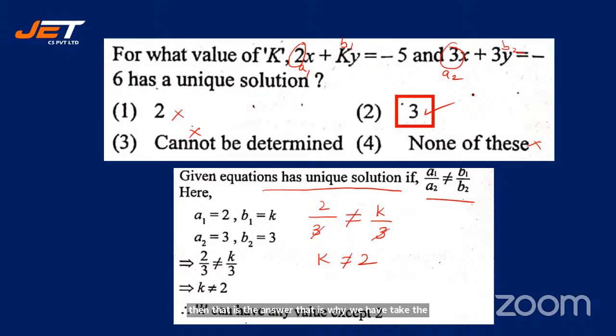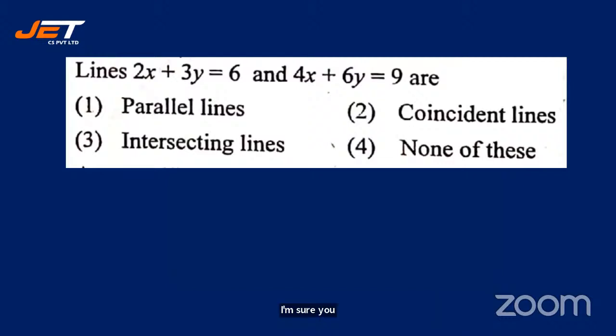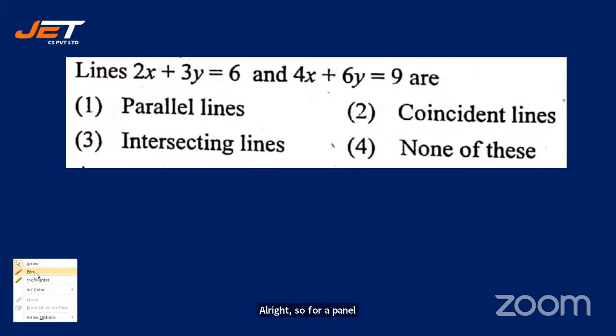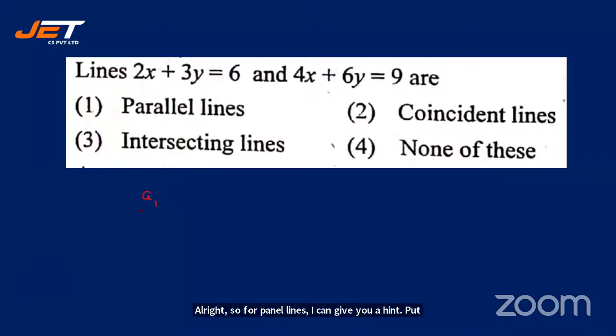All right, students. I'm sure you would have understood. See the next question. Lines 2x plus 3y is equal to 6 and 4x plus 6y is equal to 9 are parallel lines, coincident lines, intersecting lines, or none of these? All right. So, for parallel lines, I can give you a hint. Put your answers in the chat box, but by then I'll give you the hint. A1 by A2 is equal to B1 by B2 and it is not equal to C1 by C2. So this is the condition for parallel lines. All right. Now work it out and give me the answer. I'm giving you 1 full minute for you to work out so that you can come out with correct answers.